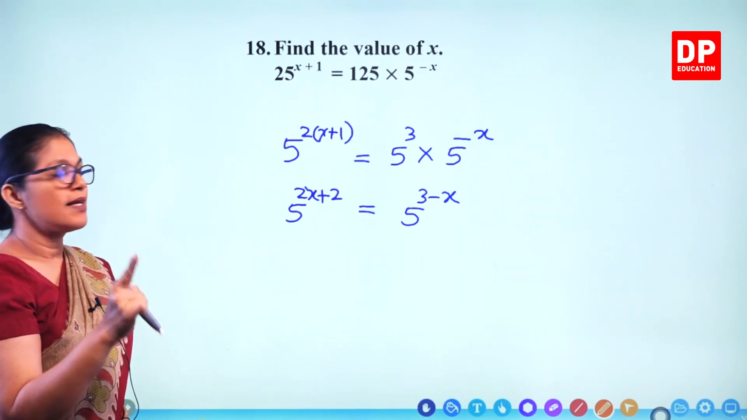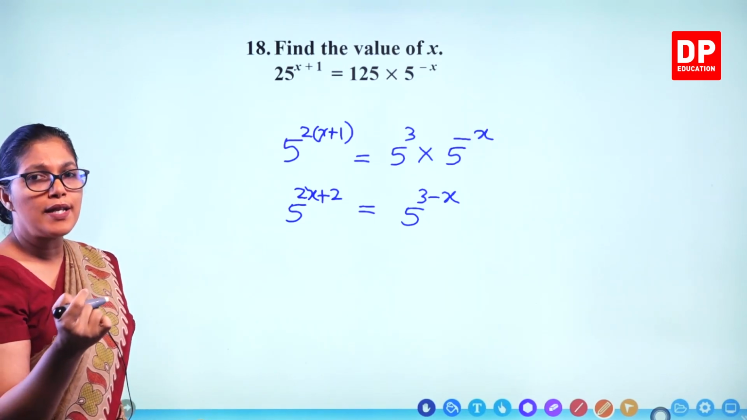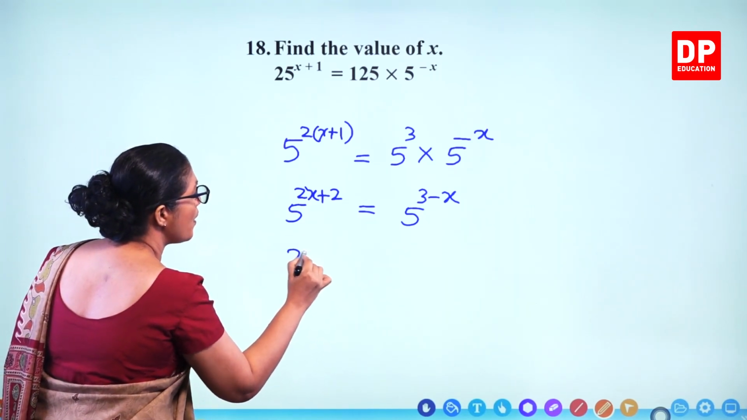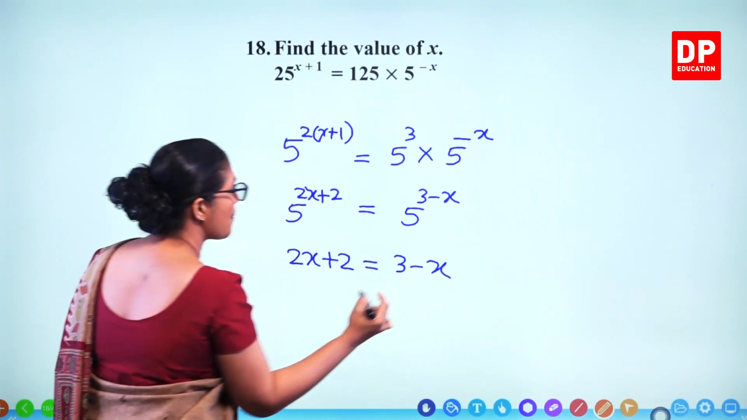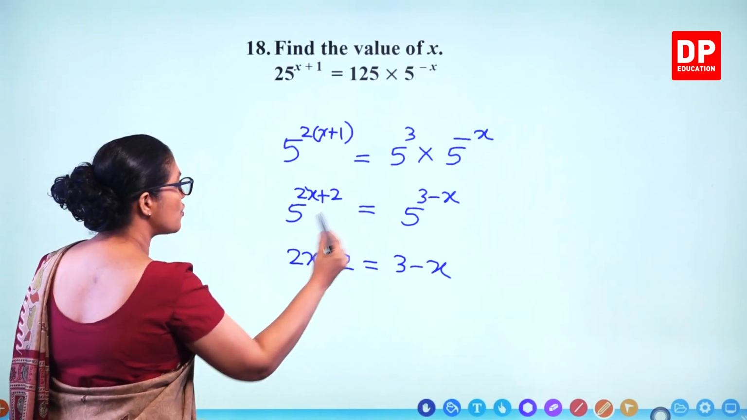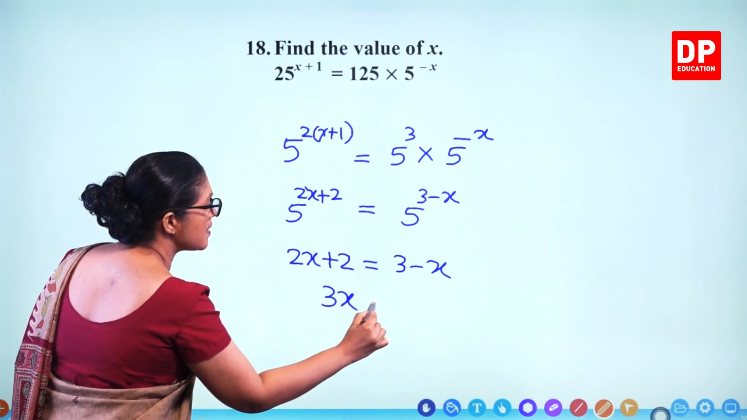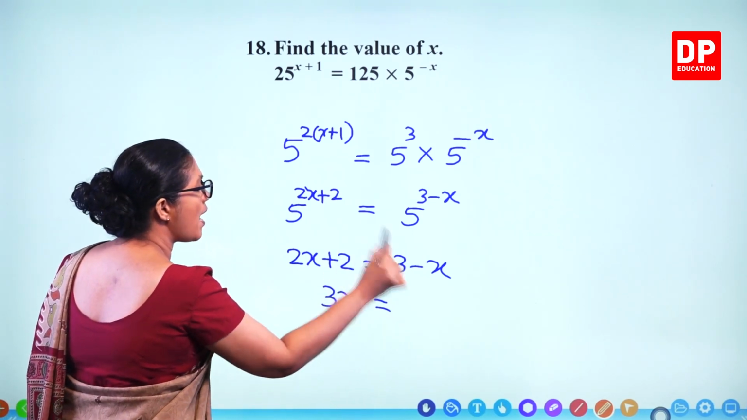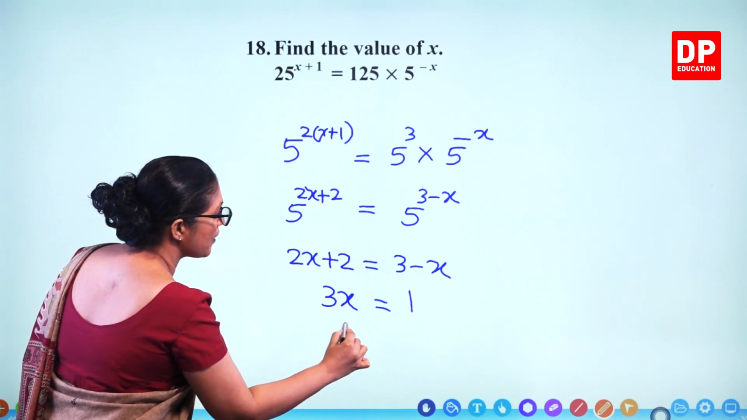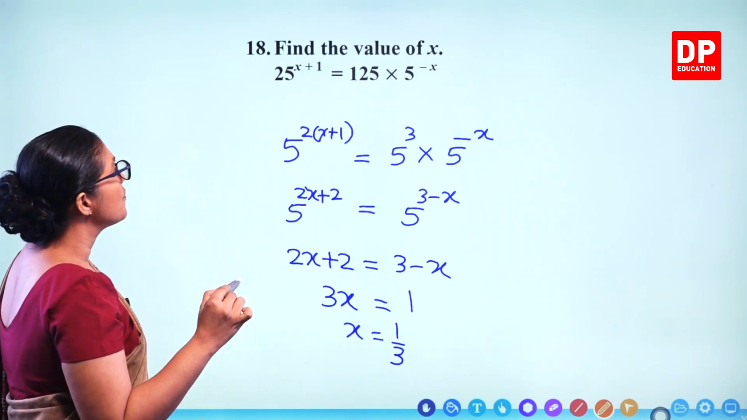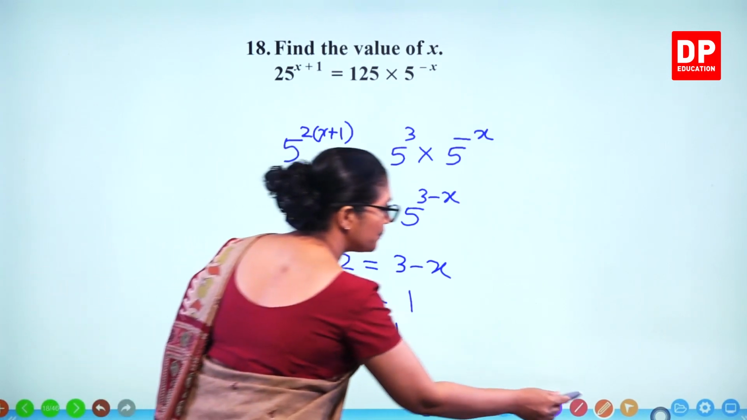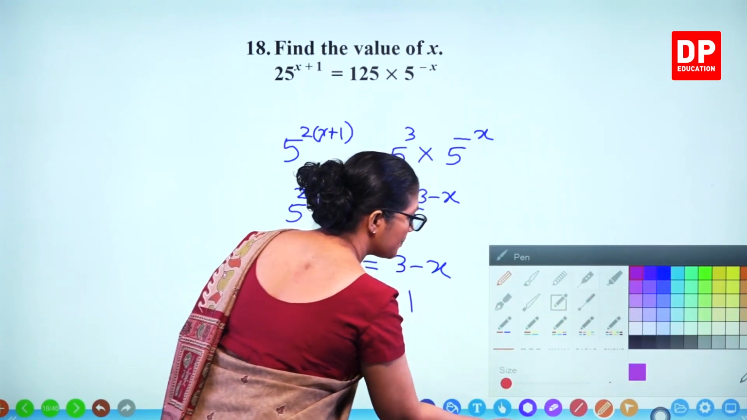Same base, different powers, you can equate the powers. So you can write 2x plus 2 is equal to 3 minus x. Now take minus x to this side. That's 3x is equal to 3 minus 2, that's 1. x becomes 1 over 3. So that's the x value. So you get 2 marks for that.